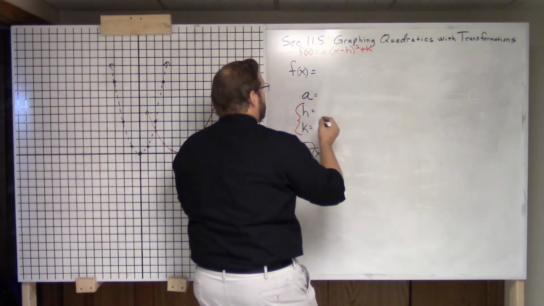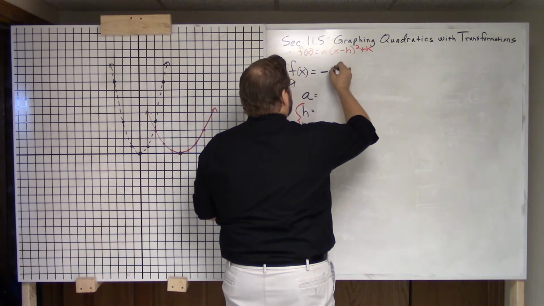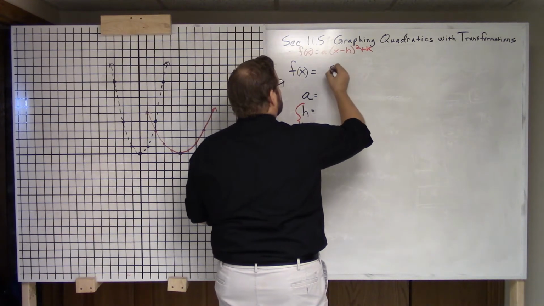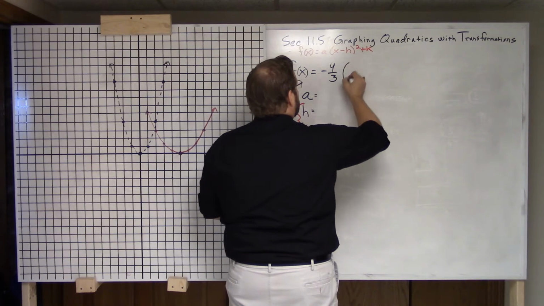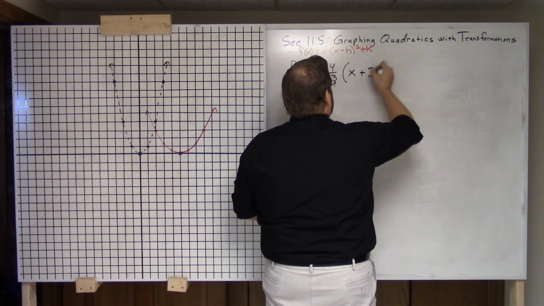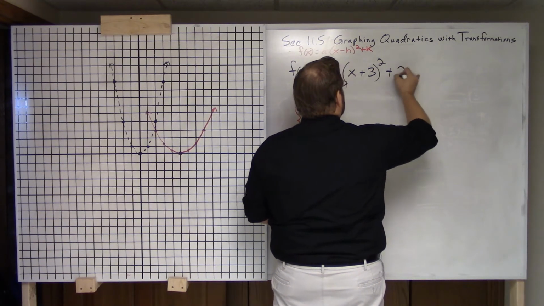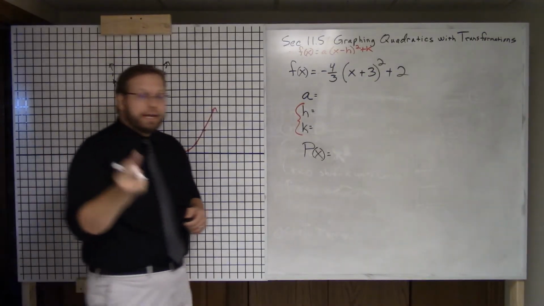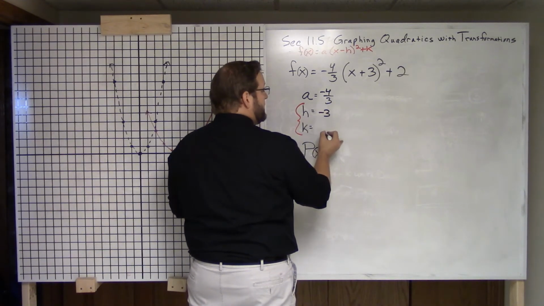Let's say we have a negative 4/3 times (x plus 3) squared plus 2. Let's say that. Okay? So the a value is negative 4/3, h is negative 3, and k is 2.